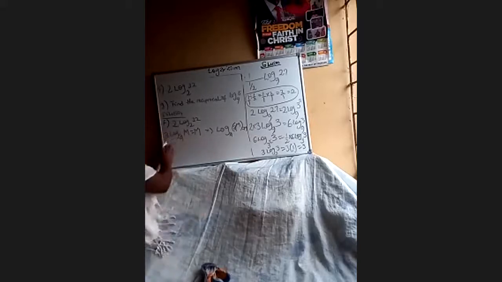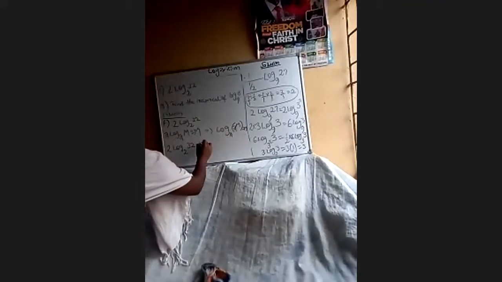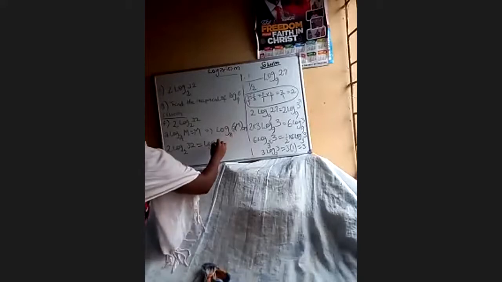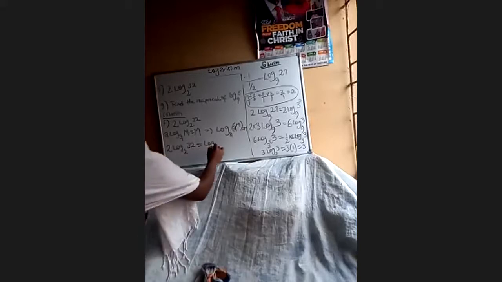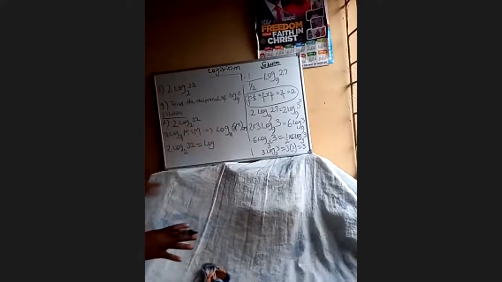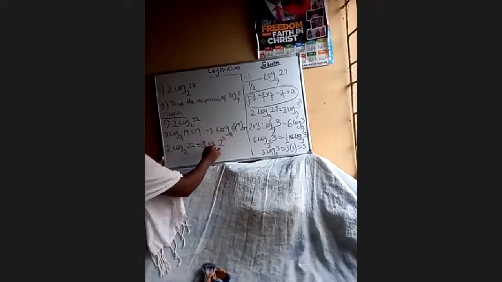Now we are asked to solve this. When we apply this rule, it says 2 logarithm of 32 to the base of 2. We have to find our answer. Applying this rule here, we have logarithm of 32. When we break down 32, 32 is the same thing as 2 raised to the power of 5, 2 in 5 places. So we have logarithm of 2 to the power of 5, base 2.